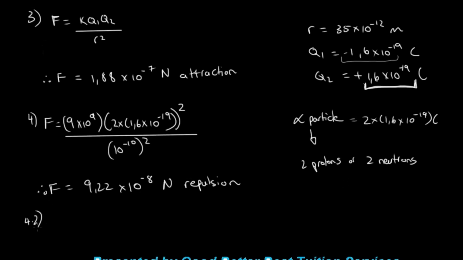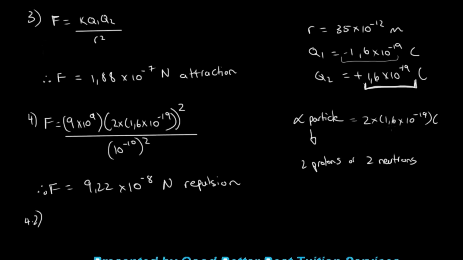Question 4.2 asked us, if one of the alpha particles is replaced by a proton, how would this affect the magnitude of the force? So now they tell us that one of the alpha particles is replaced by a proton, so no longer 2 protons, 2 neutrons. Or they're just replacing it with 1 proton, right? So they're taking the alpha particle out and just putting in the proton. They want to know how this will affect the magnitude of the force. Well, we can see 1 proton is clearly only half that of an alpha particle.